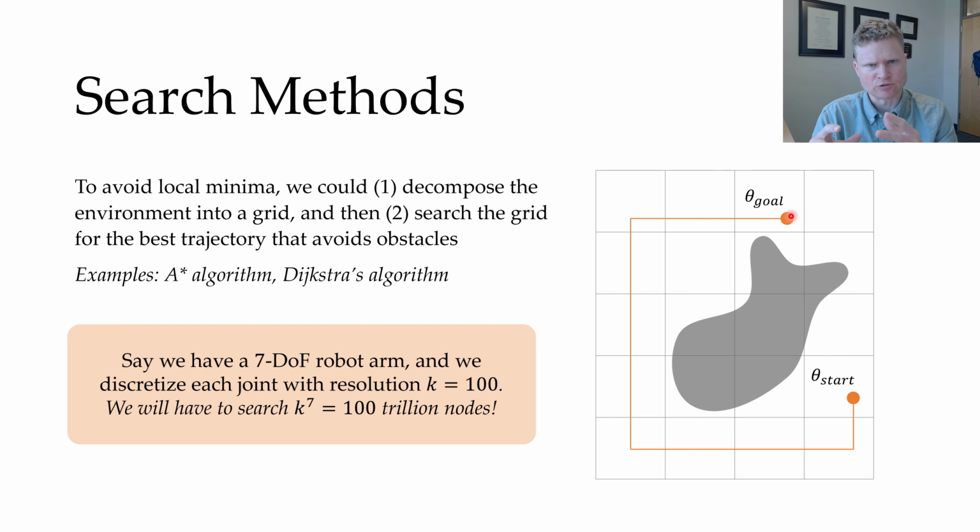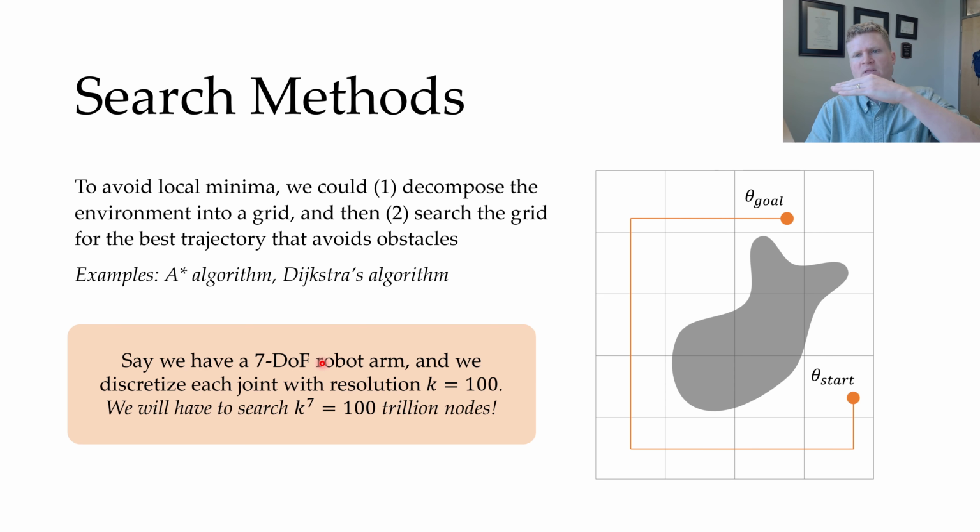So that's if the cells are too big. On the other hand, if you make the cells too small, the search space increases in size. And this quickly becomes sort of impossible for my different algorithms to solve. So let's say you've got a 7 degree of freedom robot arm. And let's say I discretize each joint with a resolution of 100.